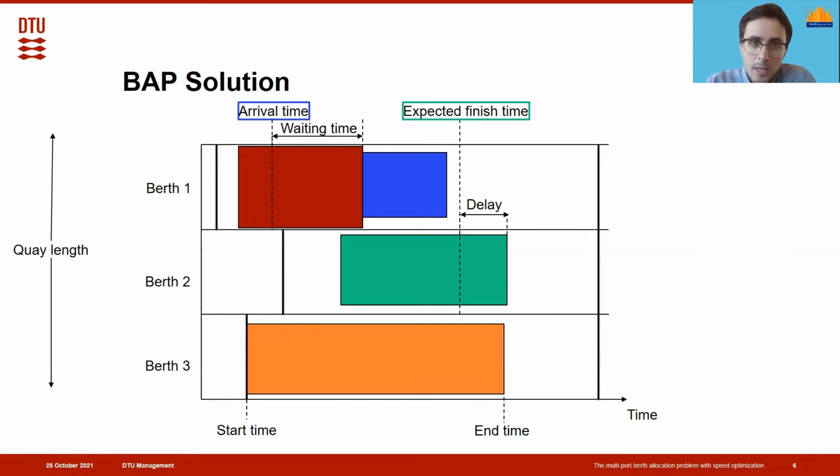Then any feasible solution will correspond to a placement of the rectangles within the decision space without overlapping. In this case, we allow the ships to arrive before their berthing time, as in the case of the blue ships, but then they need to wait until their position is open. In the case of the green ship, we also allow it to exceed the expected finish time, but of course, this incurs a delay.